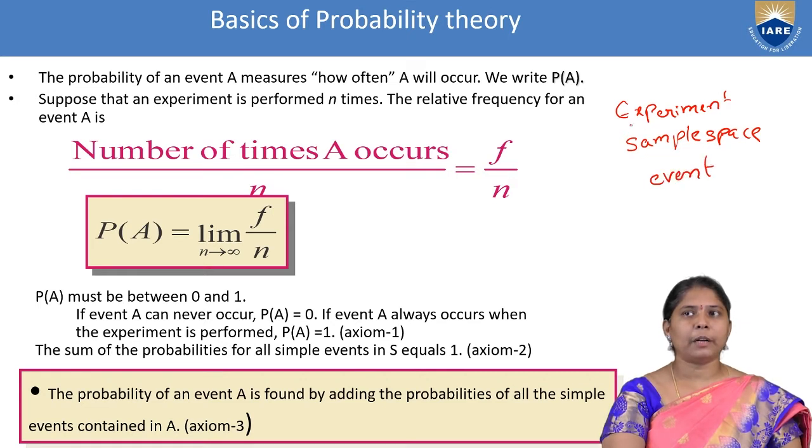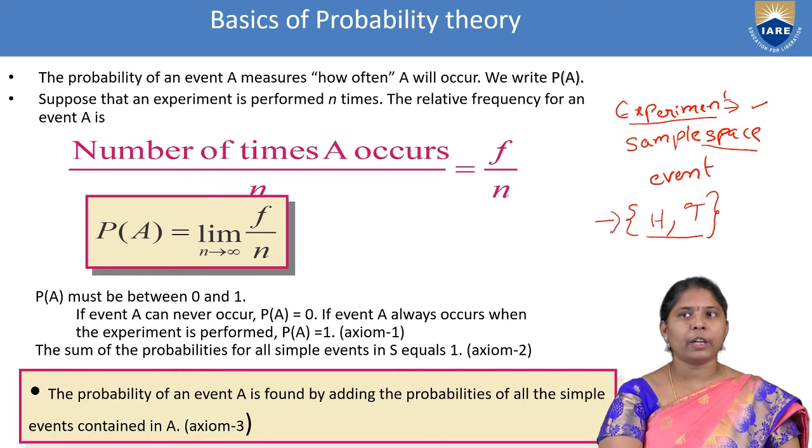So what is an experiment? Repeated actions to know the outcomes is known as an experiment. In a coin experiment, we have the outcomes head and tail. This is the sample space. The total possible outcomes is called the sample space. These are the possible outcomes for a coin experiment, and each subset is known as an event.